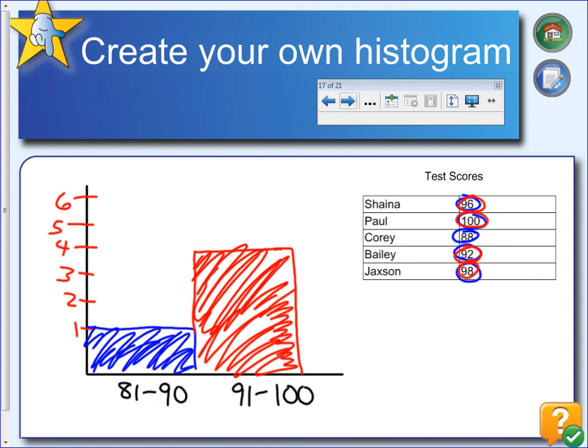Again, the red should be blue, but I wanted to show you where those bars come from and how it works. So we have intervals that are the same size, and then we did test scores. In the example, there are 5 test scores. Only 1 is in between the range of 81 and 90, and there are 4 that are in the range of 91 to 100. And that's just one fun way to graph using a histogram.